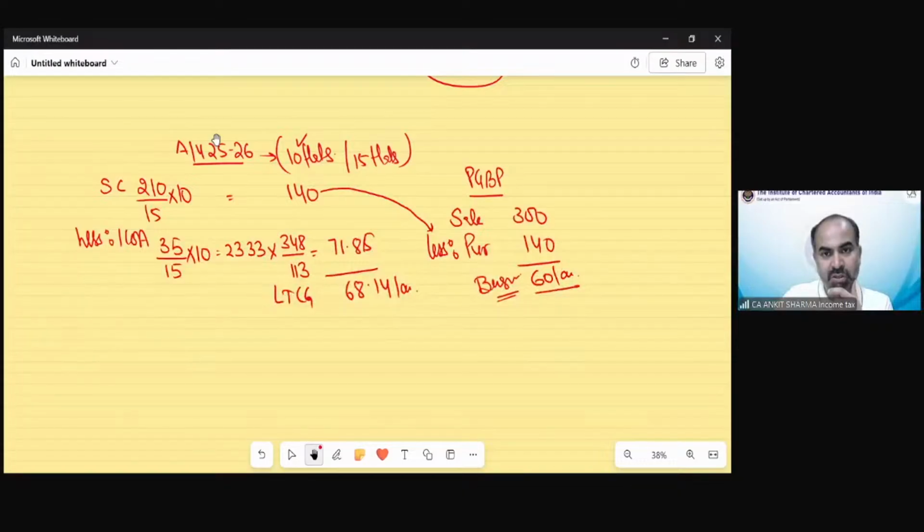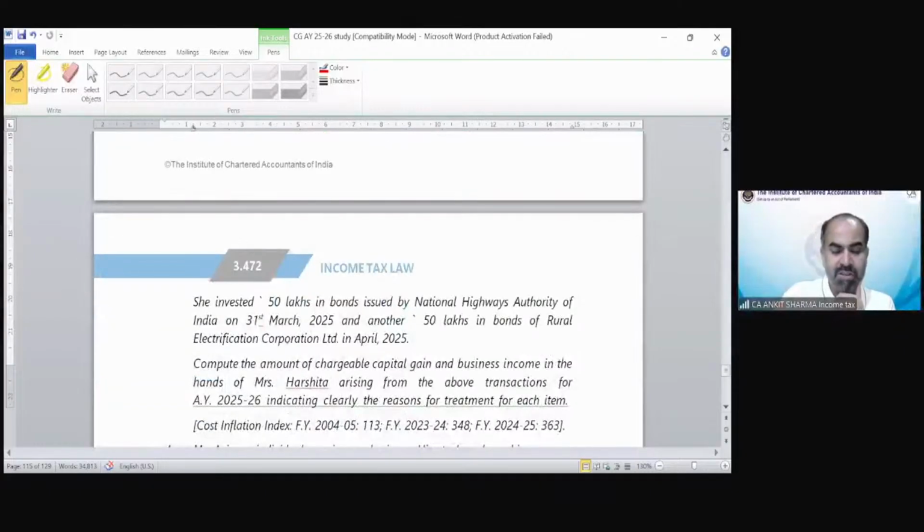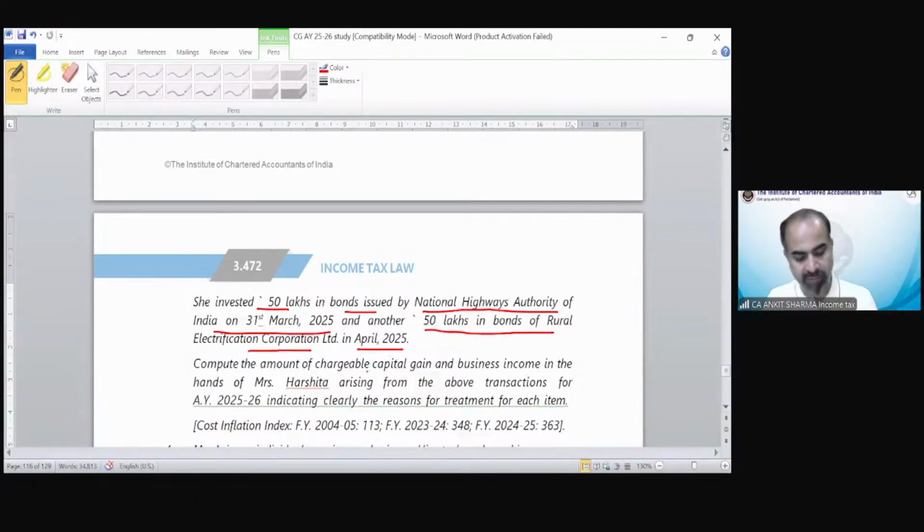There's one more piece of information given in this question regarding the investment. She invested 50 lakhs in bonds issued by the National Highway Authority of India on 31st March 25 and another 50 lakh in bonds of Rural Electrification Corporation Limited in April 2025. So which bond can she claim exemption on, and how much exemption can she claim? Are both these bonds eligible for the purpose of exemption?